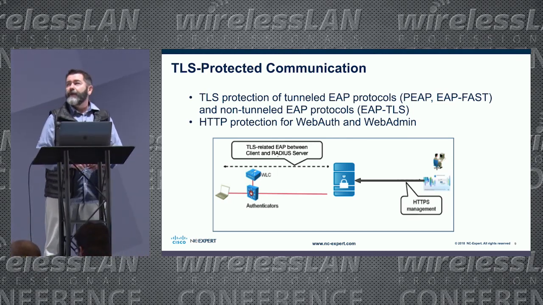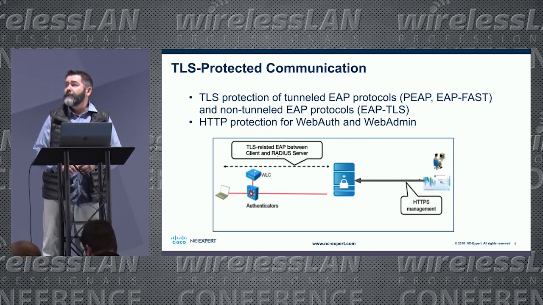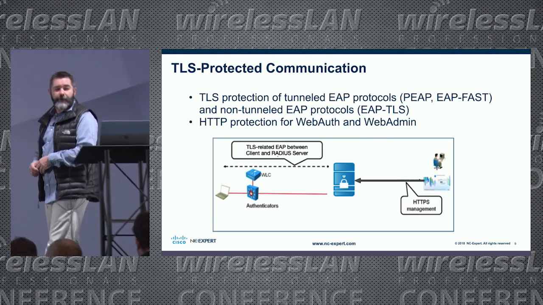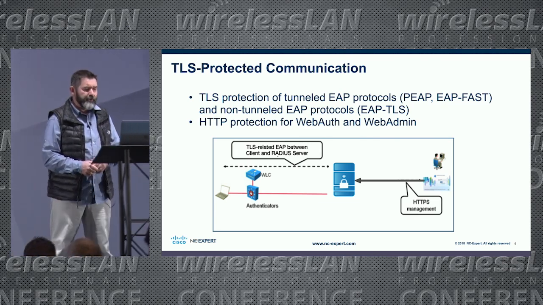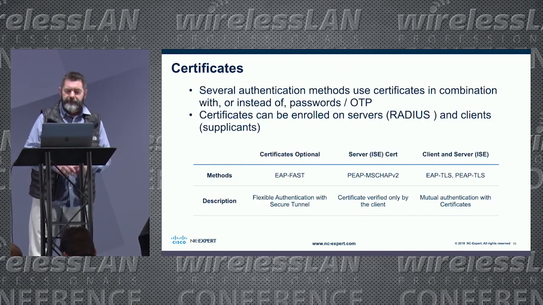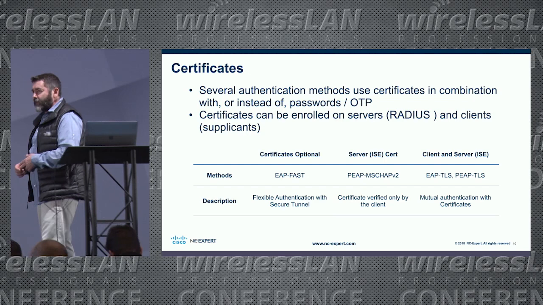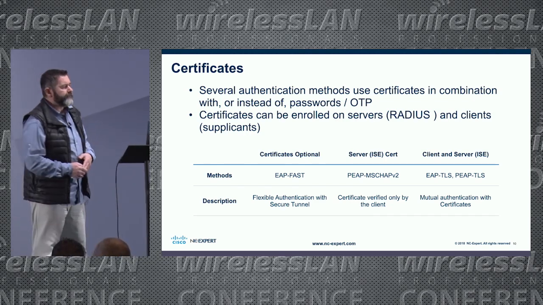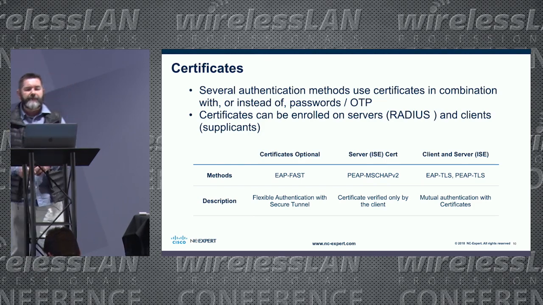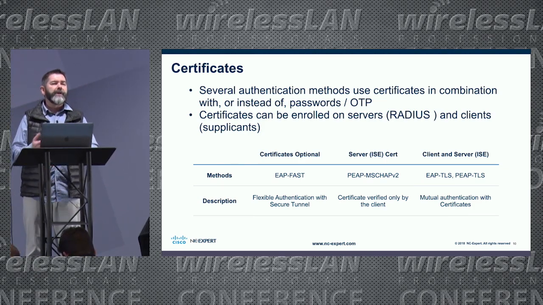When we're dealing with our 802.1x access to our network, the non-tunneled, there will be EAP-TLS where we'll be using that. So with certificates, you can see the different methods we have, different purposes. With certificates, we have the option to use that together with an EAP-FAST approach.